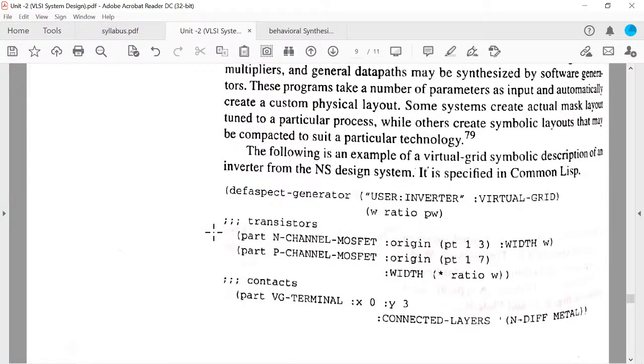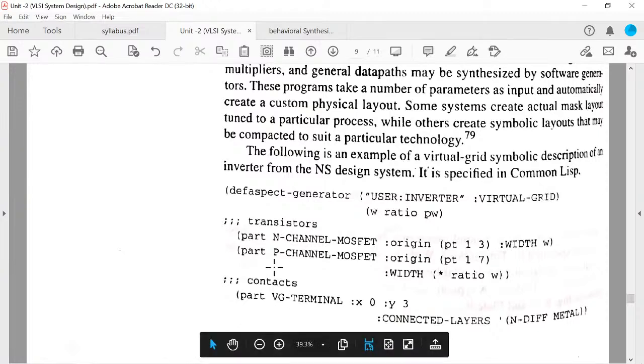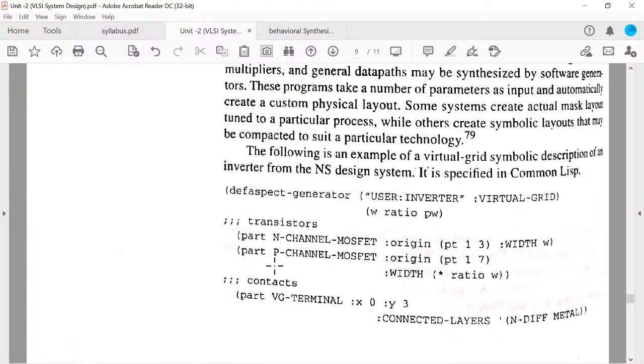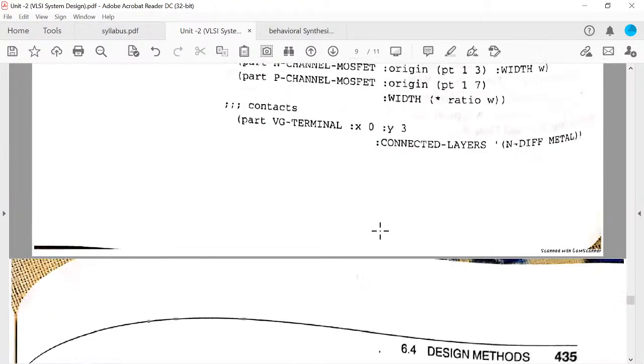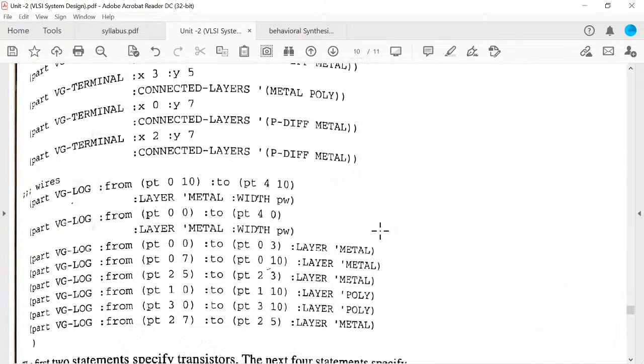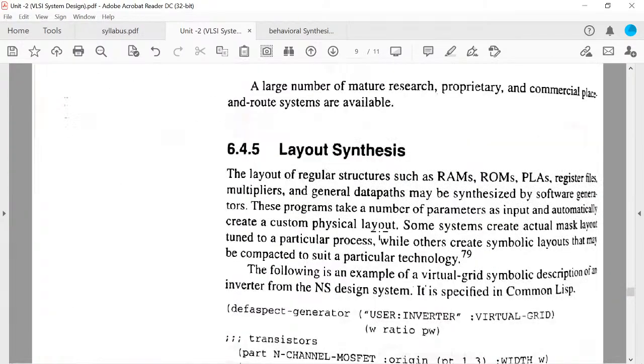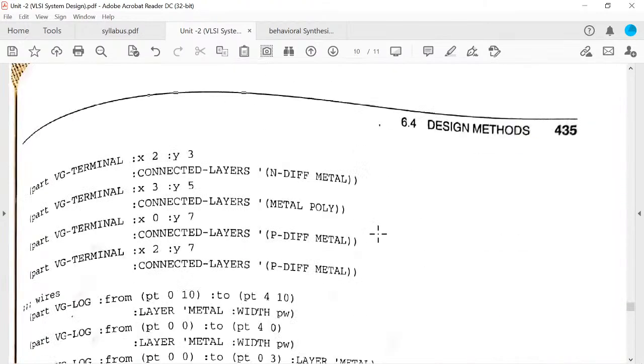Then we provide some interconnection to form the gate, provide some polysilicon layer to connect the gate. And then we make a metal layer to provide the connection of the outer atmosphere with the inner circuitry. For this we provide some metal layers. So all this process is done in this layout synthesis.